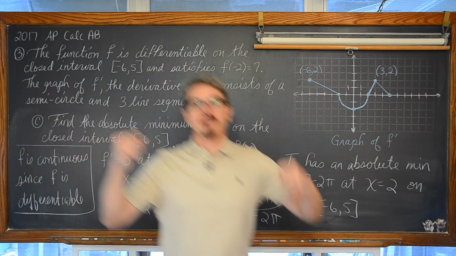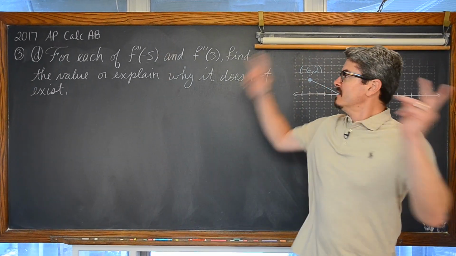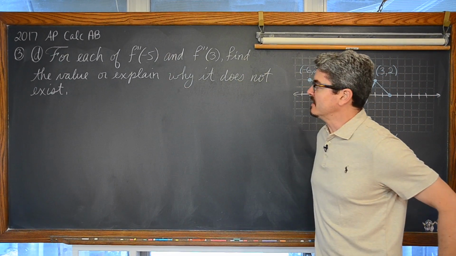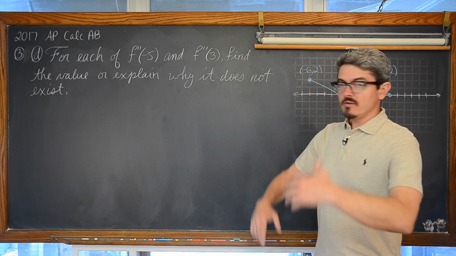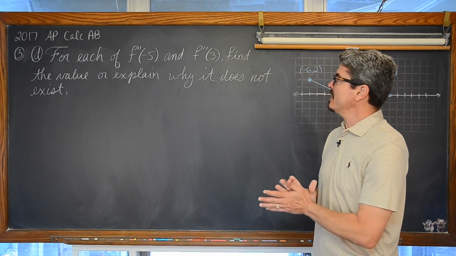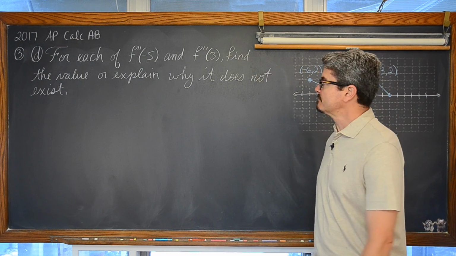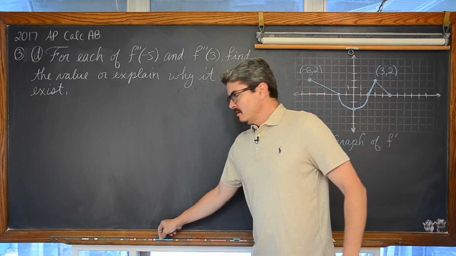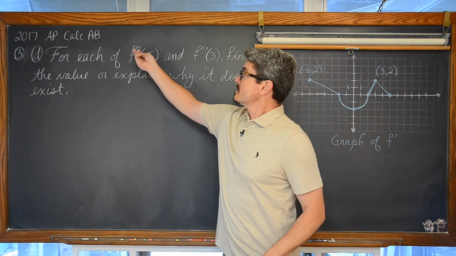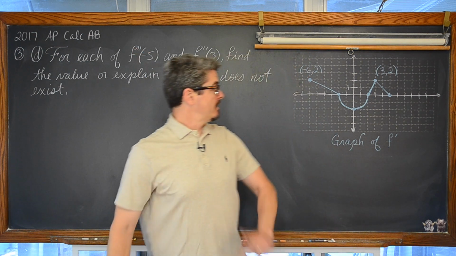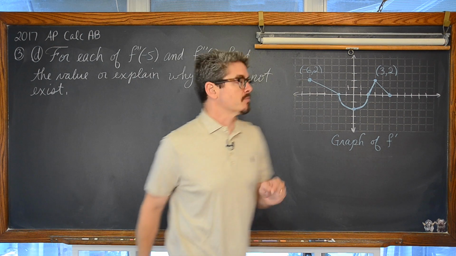Well, of course, right now. Number 3, Part D. For each of these values, f double prime of negative 5 and f double prime of 3, find the value or explain why it does not exist. Okay. So we're being asked to find the slope, the second derivative, of f prime, the first derivative.